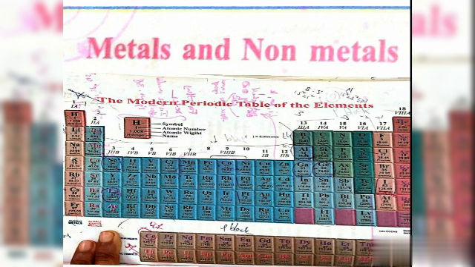Next, metalloids or semi-metals are elements which have properties intermediate between the properties of metals and non-metals. These metalloids are also called semi-metals. They have properties like metals and non-metals. So they possess properties like metals but are brittle like non-metals.